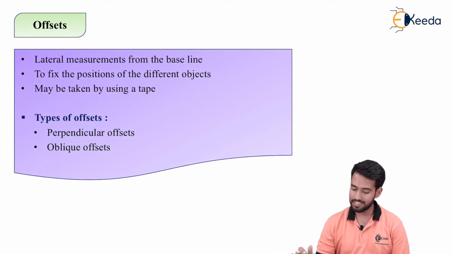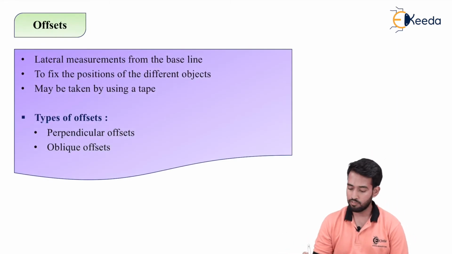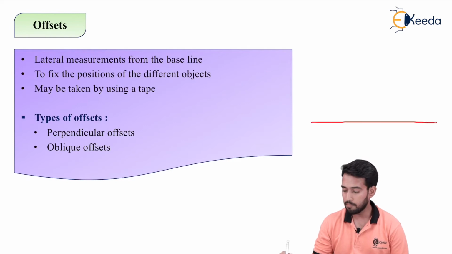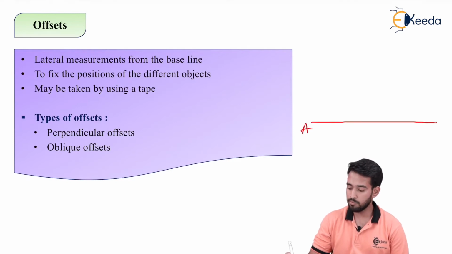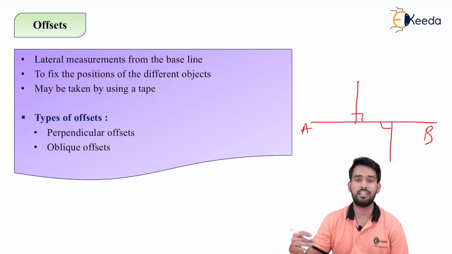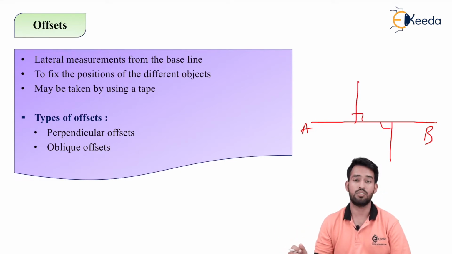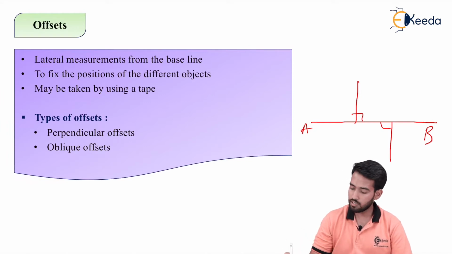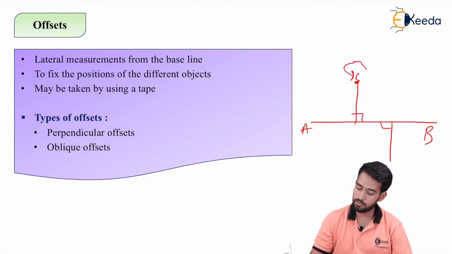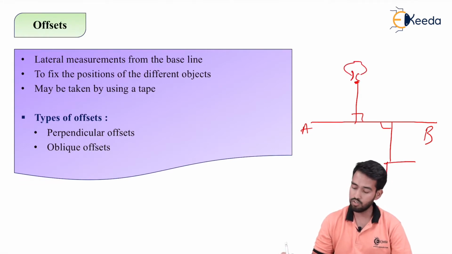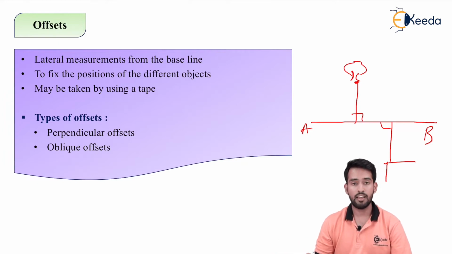Offsets are basically the linear measurement from the baseline. We have discussed baseline in earlier videos. Suppose AB is your baseline, and the linear or lateral measurements taken on the left or right side of your baseline are known as offsets. Offsets are generally used to fix the position of different objects, such as a tree, the corner of a building or any other object. They may be taken by using a tape or a chain.